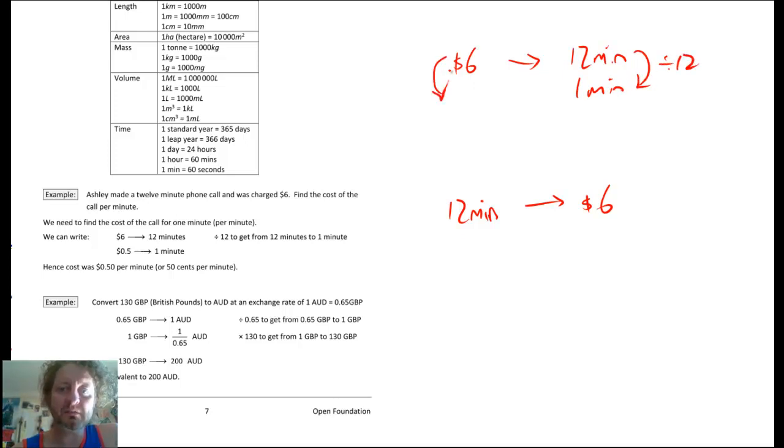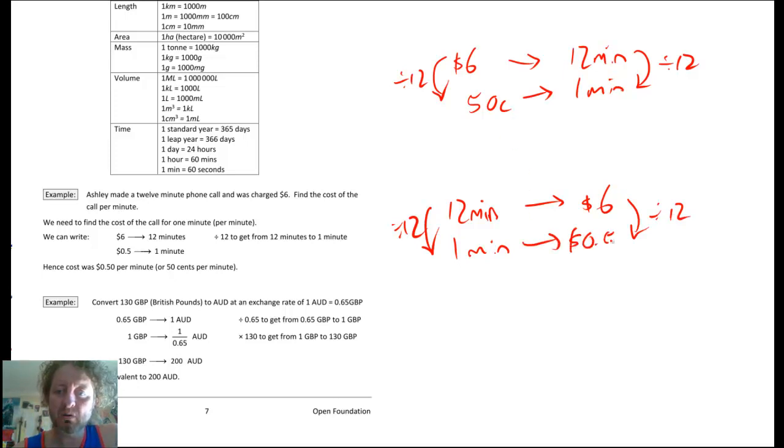And 6 divided by 12, $6 on 12, well, 6 on 12 is a half, so it's half a dollar. 50 cents, whatever you want to call it. And you can see it didn't matter what I wrote on left or right. I'm still going to notice that I need to divide by 12 and divide by 12. And whether my answer is 50 cents or half a dollar. Perfect.